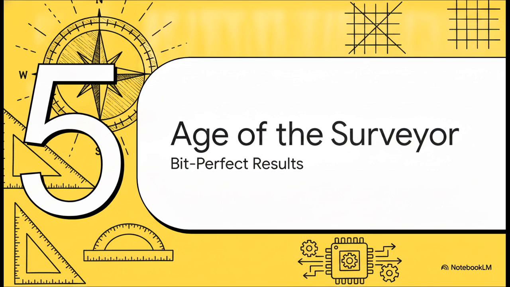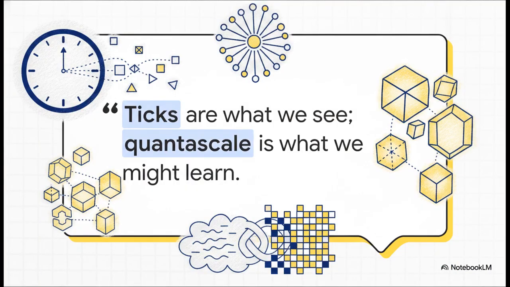We have officially abandoned spatial approximations for absolute integer geometric rigor. We've moved from a probabilistic guessing game that risks fatal stack overflows to strictly unbiased orientation. The entire state transition now executes in flat, instant O(1) computational complexity. Let's move to this next thought and see how all this builds into a profound philosophical leap, perfectly captured by this quote from the architecture documentation. Ticks are what we see, quantiscale is what we might learn.